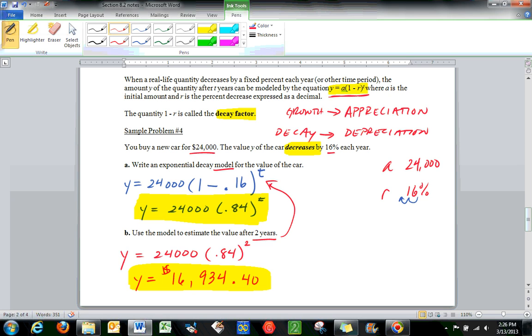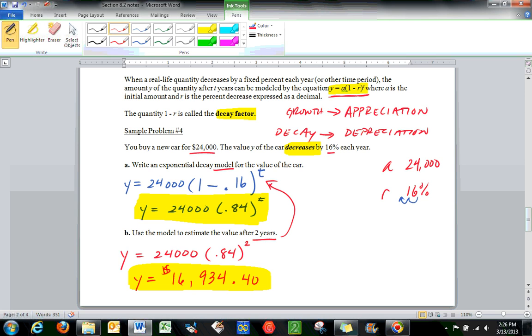So what this is telling us is that if I bought this car at $24,000, brand new, after 2 years of driving it and probably taking care of it just fine, assuming it's gotten in no wrecks or anything, it's going to decrease in value by 16% each year. So 2 years later, the amount that I could sell that car for would be roughly $16,900.